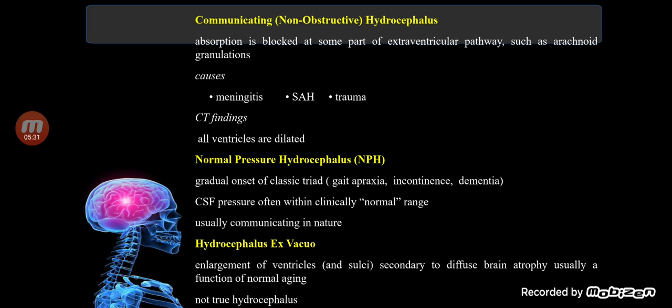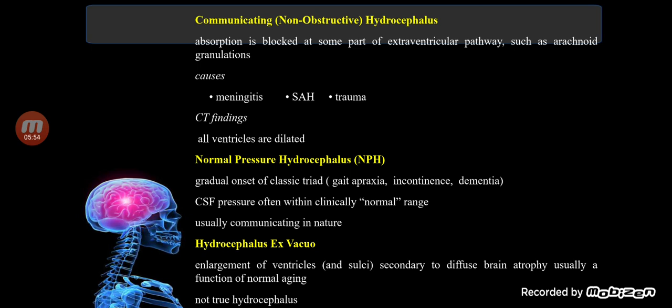There is an entity named normal pressure hydrocephalus. This is one type of communicating hydrocephalus. The patient will present with a gradual onset of the classical triad: gait apraxia, incontinence, and dementia. The CSF pressure often remains in the normal range.